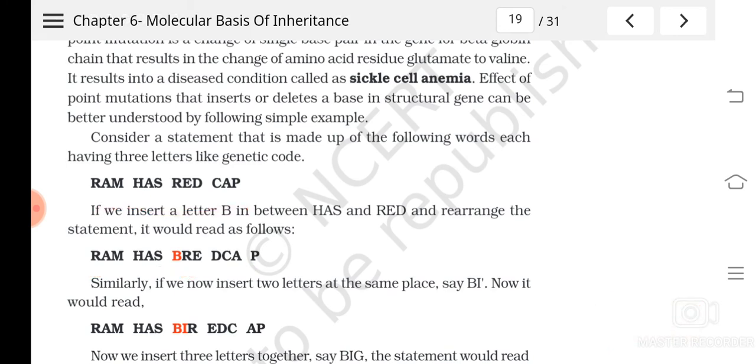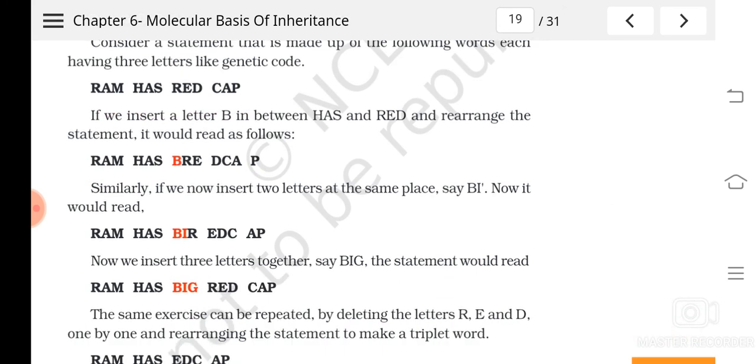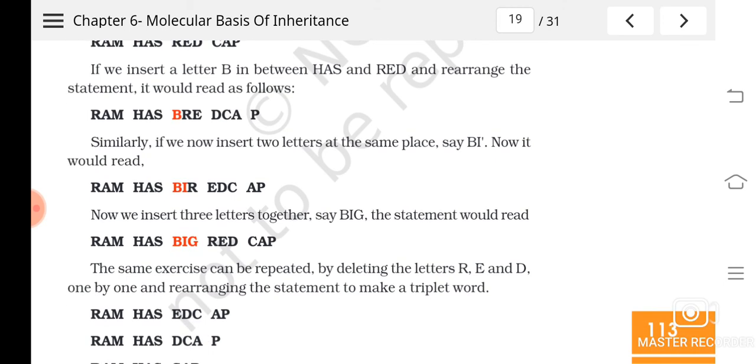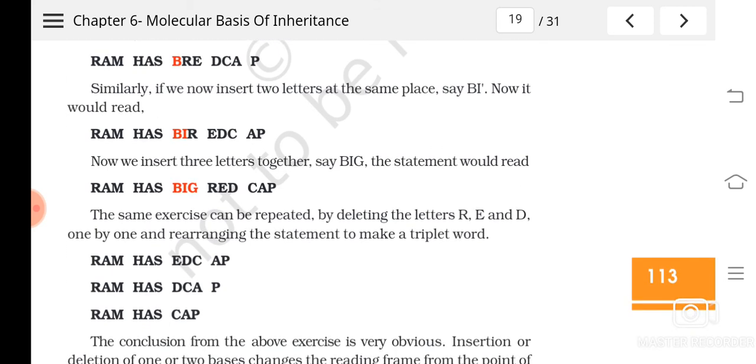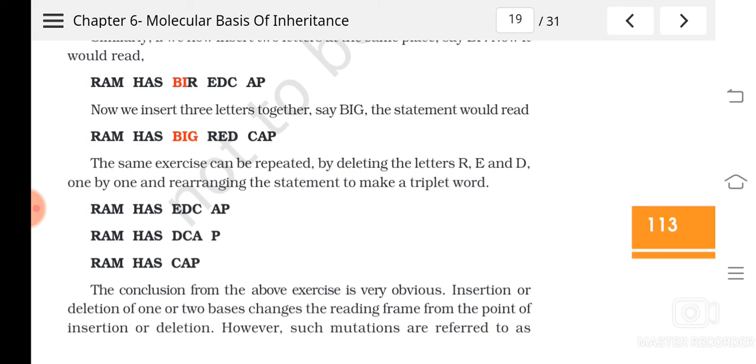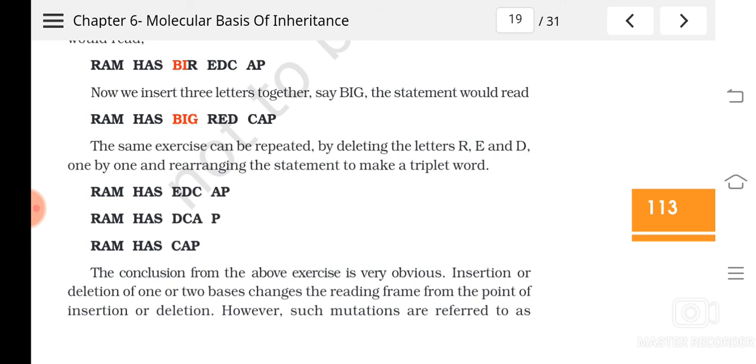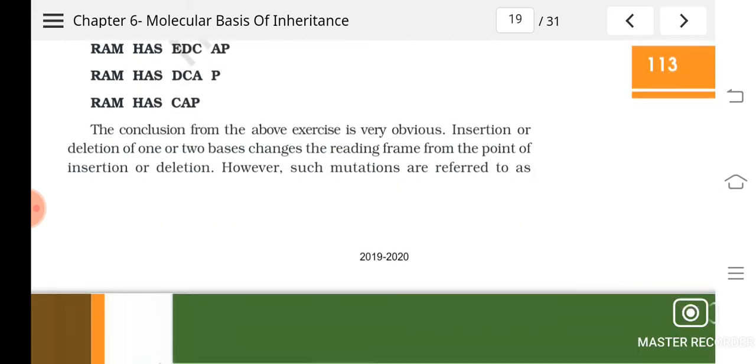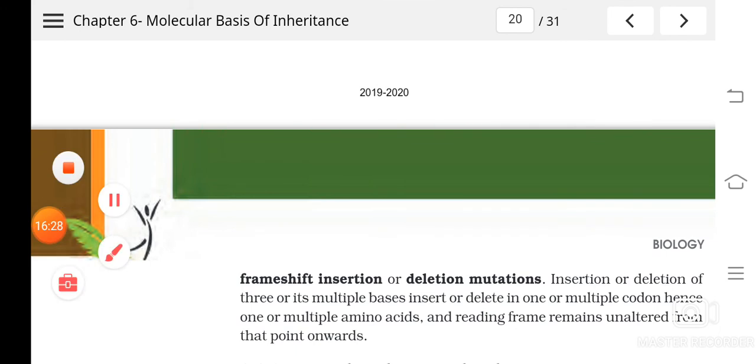So like this, if one or two nucleotides, sometimes 2 letters can be added, sometimes 3 letters. Sometimes if nucleotides are lost also, the same problem can happen. Understood? Because of what? Continuous reading without any punctuation. Insertion or deletions of one or two bases changes the reading frame from the point of insertion or deletion. So that kind of mutations are known as what? Frame shift insertion or deletion mutations.